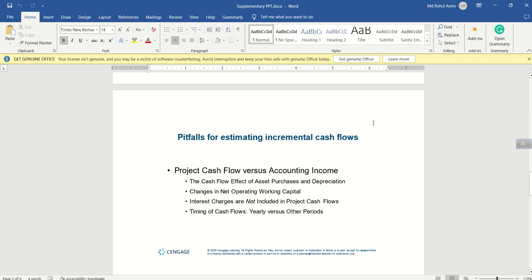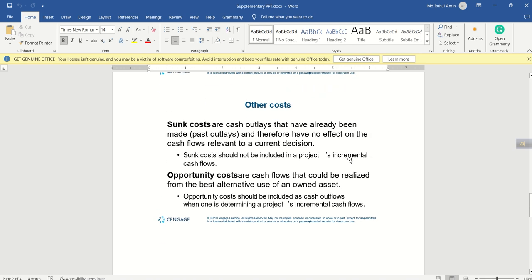Fourth, timing of cash flows, yearly versus other periods. Definitely, if you can estimate cash flow more frequently, meaning semi-annually, quarterly, monthly, weekly, daily, or even hourly, that would be better. But do you think it is feasible to estimate cash flow on an hourly basis for a big company? No, it is not. Quarterly is fine, semi-annual is fine, but yearly is the most standard, because a company can accumulate all of its transactions in a year. So yearly would be better.